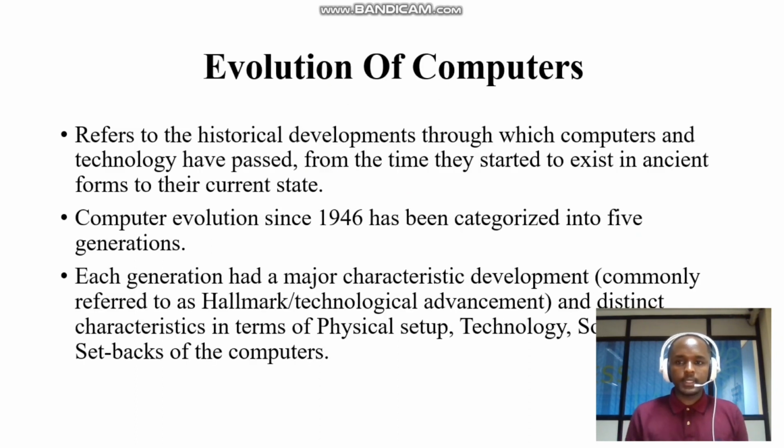Let's proceed to the next slide, which emphasizes the evolution of computers. We shall be talking about the evolution of computers, which refers to the historical developments through which computers and technology have passed, from the time they started to exist in ancient forms to their current state. Computer evolution since 1946 has been categorized into 5 generations. Each generation had a major development, with distinct characteristics in terms of physical setup, technology, software, and setbacks of the computers.